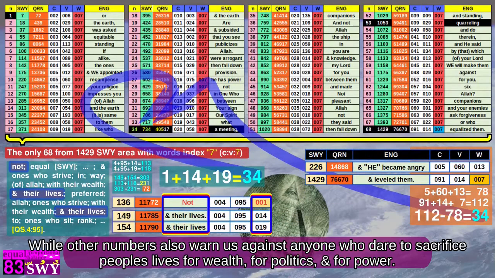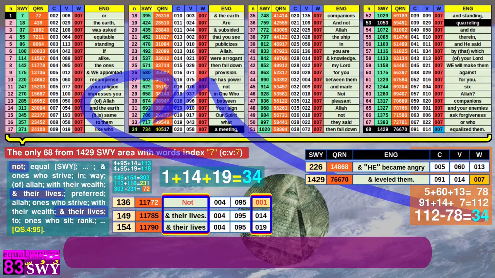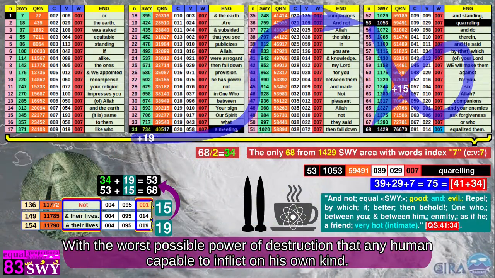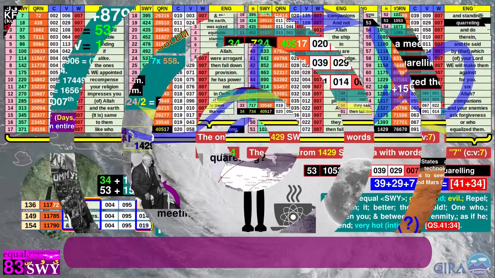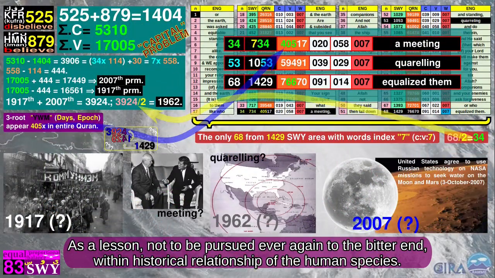While other numbers also warn us against anyone who dare to sacrifice people's lives for wealth, for politics, and for power, with the worst possible power of destruction that any human capable to inflict on his own kind. As a lesson not to be pursued ever again to the bitter end, within historical relationship of the human species.